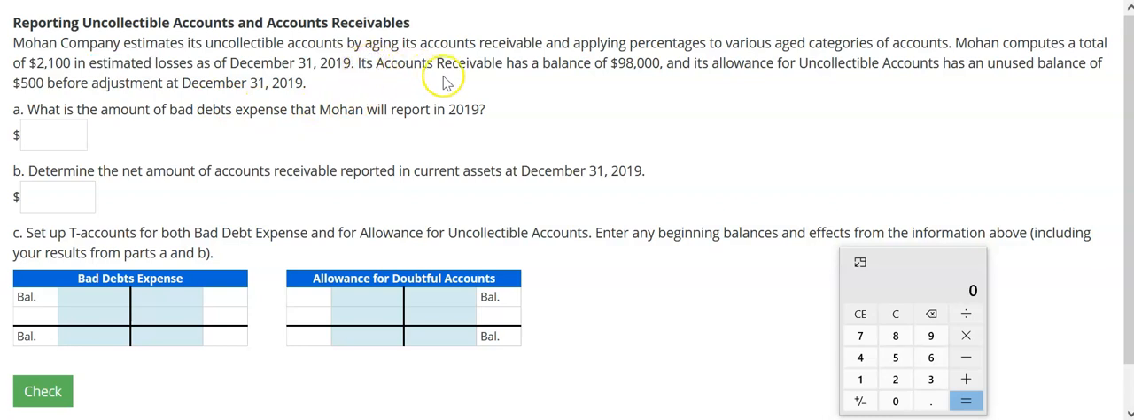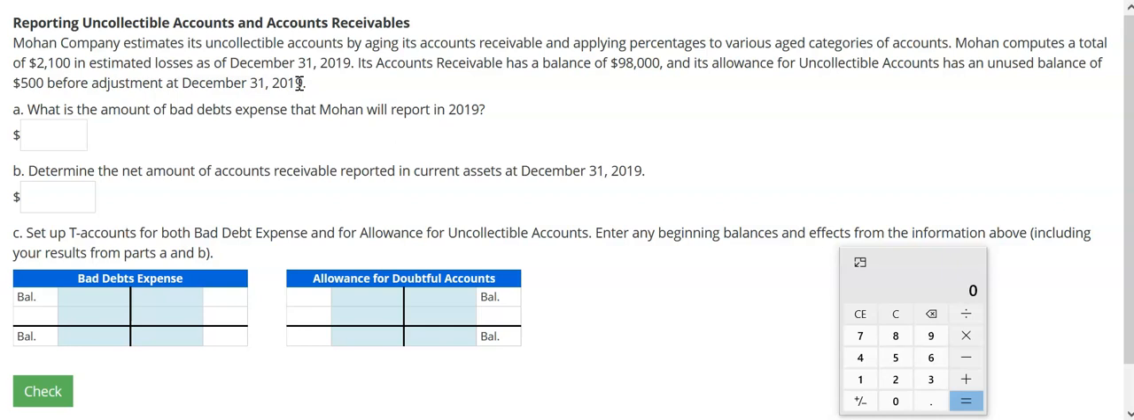Further information: its accounts receivable has a gross balance of $98,000, and its allowance for uncollectible accounts, which is outdated terminology, or its allowance for credit losses, has an unused balance of $500 before adjustment at December 31st, 2019.